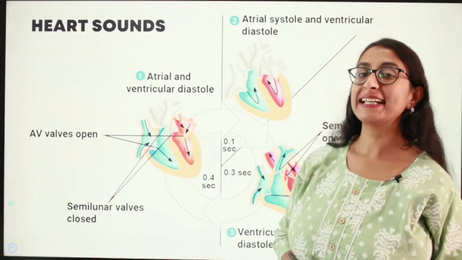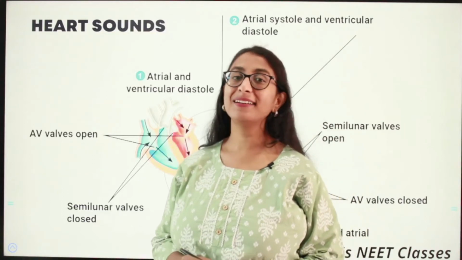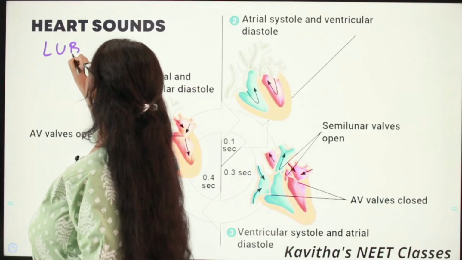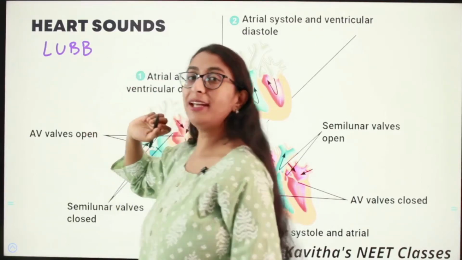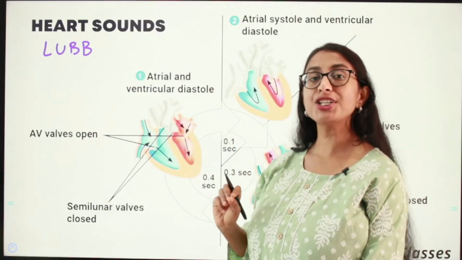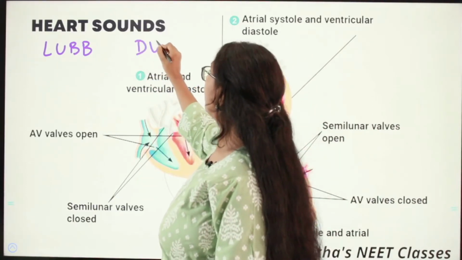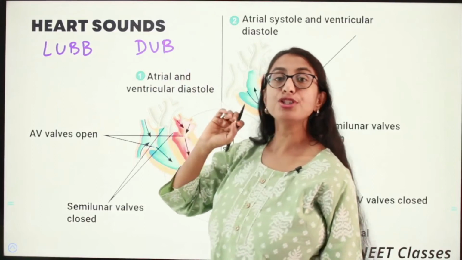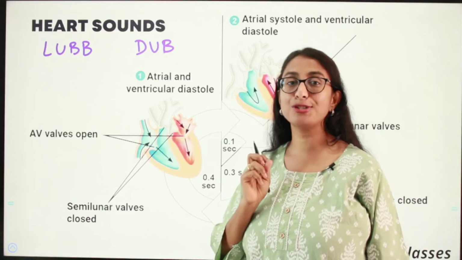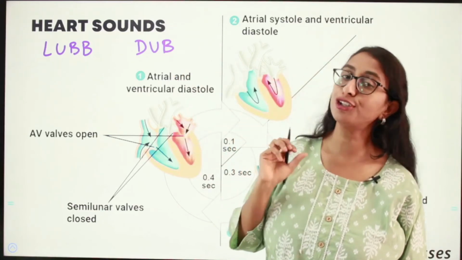During each cardiac cycle, the heart produces two prominent sounds which can be easily heard through a stethoscope. The first sound is lub, which is produced by the closing of the atrioventricular valves. It is low pitched and of longer duration. And the second sound is dub, which is produced by the closure of the semilunar valves of the pulmonary artery and the aorta. This dub sound is high pitched and it is of shorter duration.